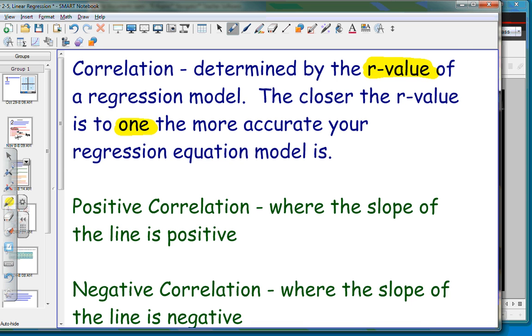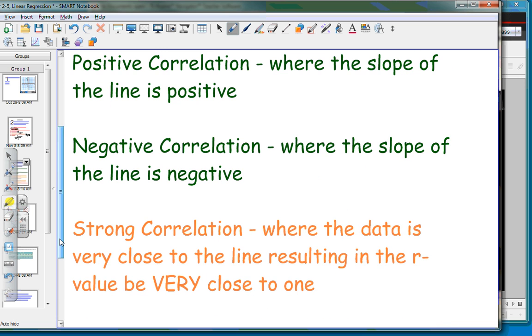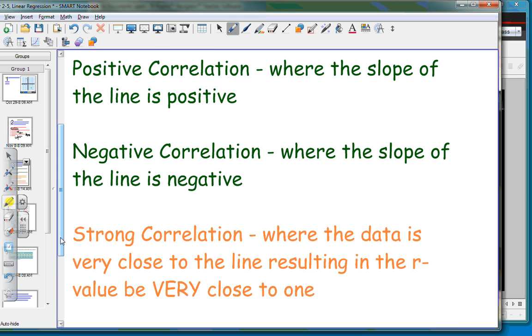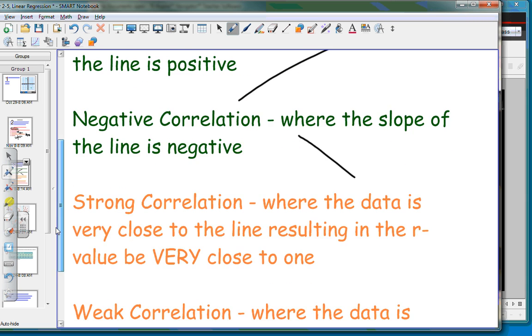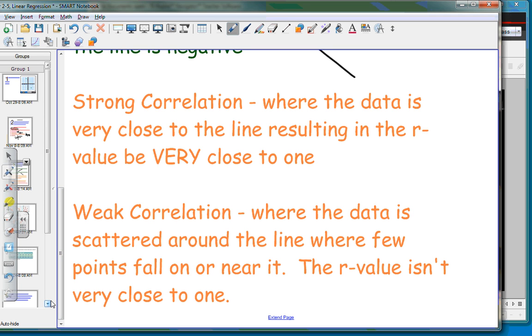Yes. Now, we have positive, negative correlations. A positive correlation is whenever you're going uphill. A negative correlation, when you're going downhill. Makes sense, right? A strong correlation is going to be when the resulting R value is extremely close to 1. In other words, it's going to be 0.98 to 0.99. That's going to be a strong regression model, okay? And then a weak correlation model is going to be whenever we have the values below 0.98.